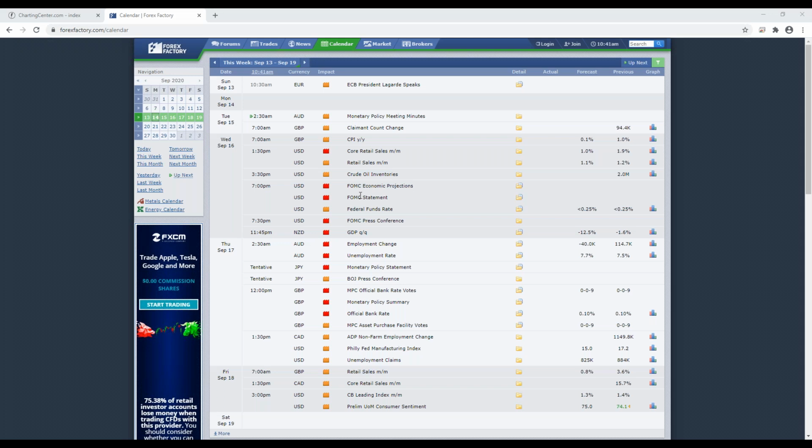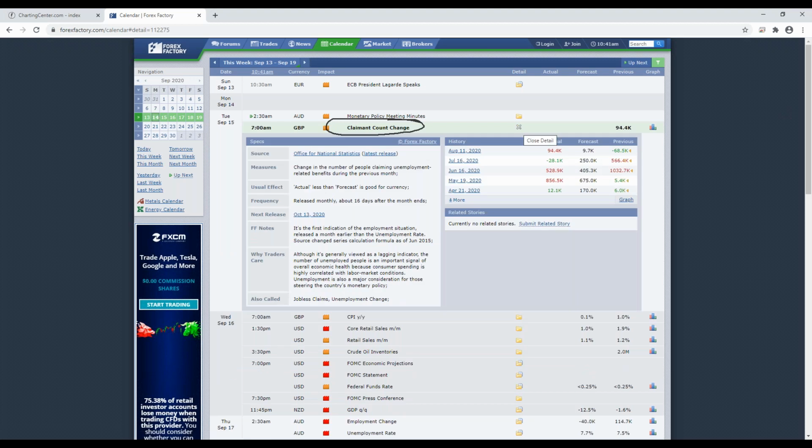The first one of note nearer home is in the UK tomorrow morning, which is the claimant count. This is the number of new claims for unemployment benefit, and it's important that we do follow these, because it does affect central bank thinking. Obviously, if an economy is not doing so well, you will see a pickup in unemployment claims. So that's the reason why we follow that quite closely, and it will have an effect on sterling, on the FTSE, and on our gilts, the UK sovereign bond. So we will be following that.